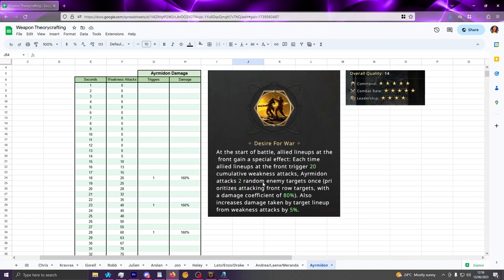Ayrmidon attacks 2 random enemy targets once, prioritizes attacking front row targets with a damage coefficient of 80%, also increases damage taken by target lineup from weakness attacks by 5%.